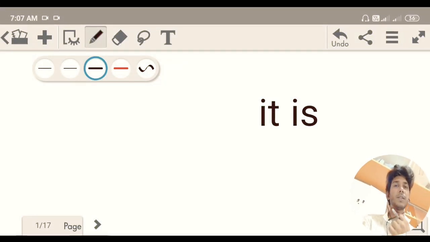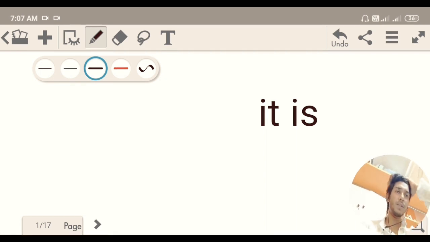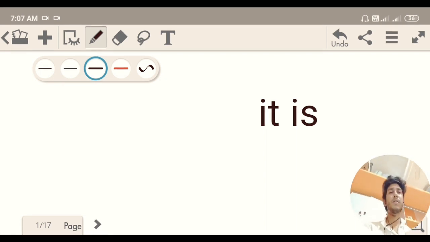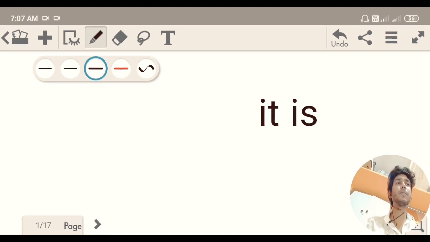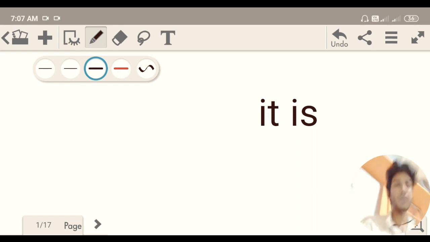Today this is the first class of Spanish, and we are going to deal with the basics. Lesson number 1, I name it as it is. So the lesson is going to be as follows.